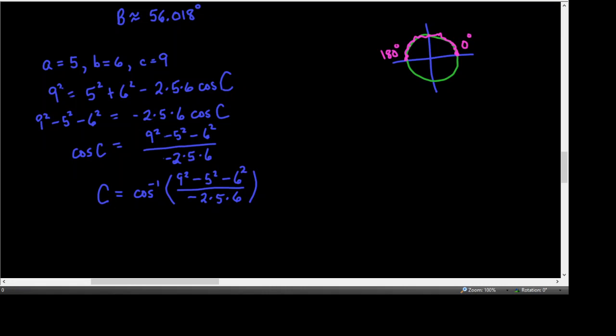Cosine inverse of 81 minus 25 minus 36. That's not that hard. Divided by negative 60. That's not that hard. And type that in and make sure that you get that correct, as if you're doing some of the arithmetic in your head, at least when you can. Okay? So, what do you get for C? You should get 109, so it's definitely obtuse, 0.471 degrees. We'll probably need this, so go ahead and store it in the memory of your calculator.